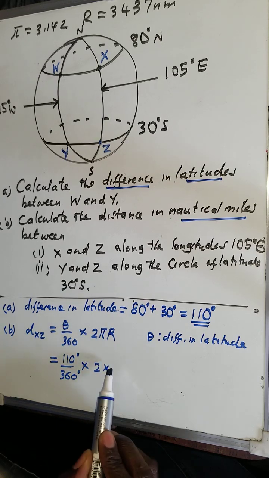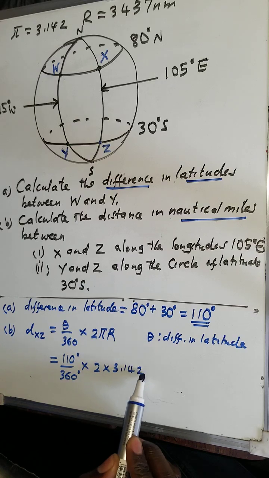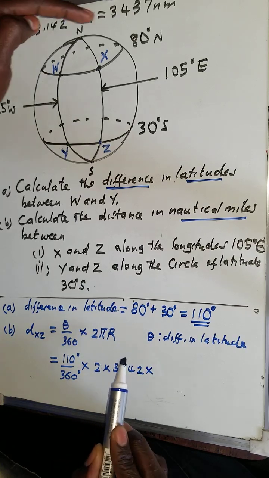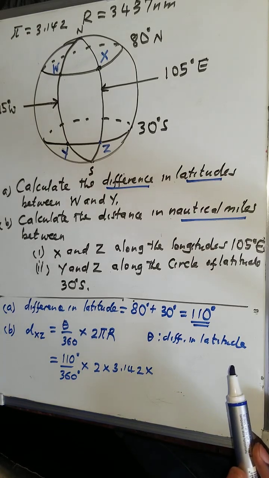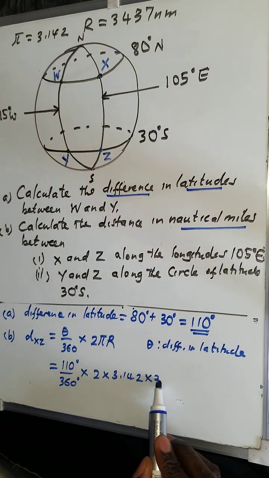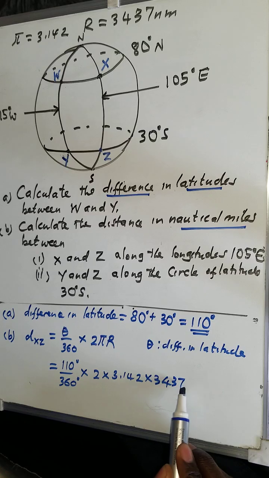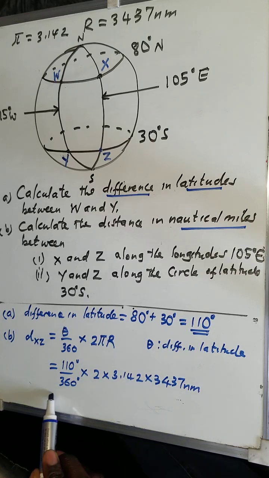So theta is going to be 110 degrees over 360 degrees multiplied by 2 by our pi, 3.142, multiplied by the radius of the earth. They gave us to use 3437 nautical miles. Remember, this is in nautical miles. Please, you can use your calculator to work out that.